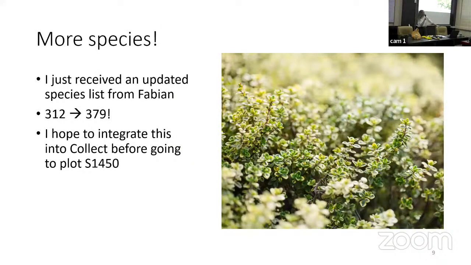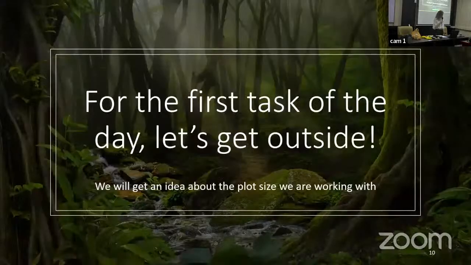All right, so I did already mention we do have an updated species list from Fabian. We are from 312 all the way up to 379, so the botanist in the room, you have your work cut out for you. Yeah, so we have the updated list. My goal is to integrate this into Collect tonight or tomorrow or Saturday before we go to the field, yeah? So we'll learn about Collect later, and I can show you also how you can add species list to that.